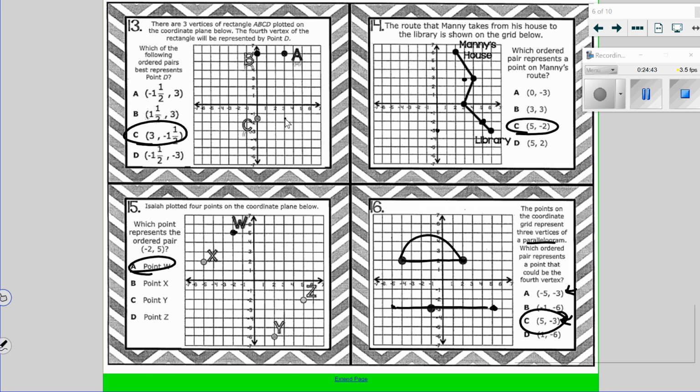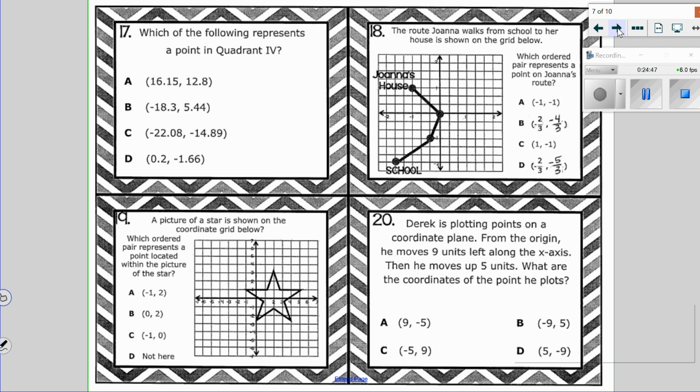That was 16. Okay, last page on this. Quadrant 4, that's a positive x, then down for the y, so positive, negative. The only positive negative is delta, D. 18, negative 1, negative 1. One key on this is making sure you understand the scale factor, that it's every third line. Negative 2/3, negative 4/3 puts me right there. That's on the line. Bravo.